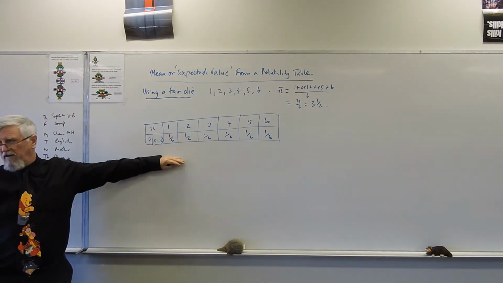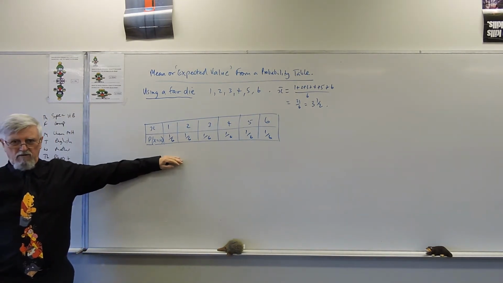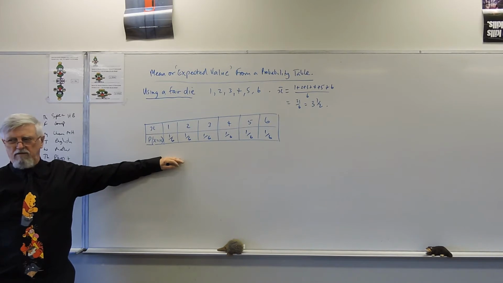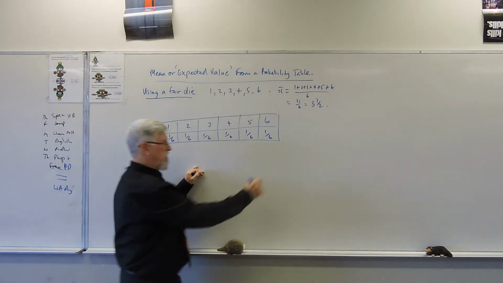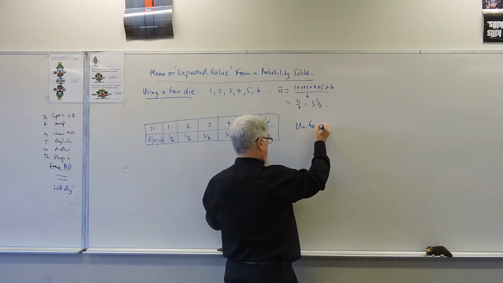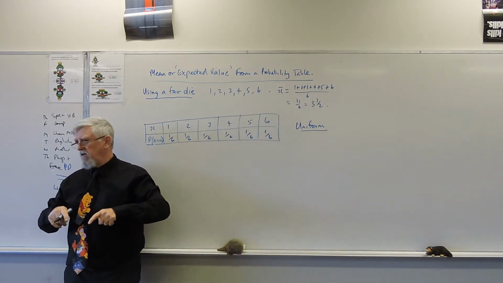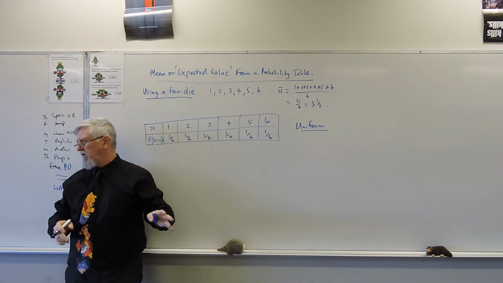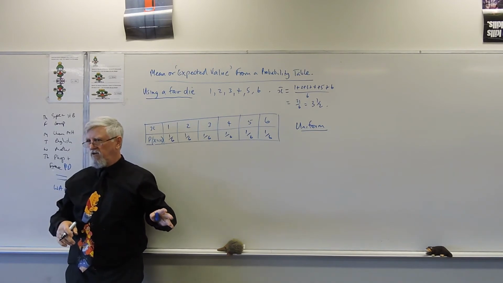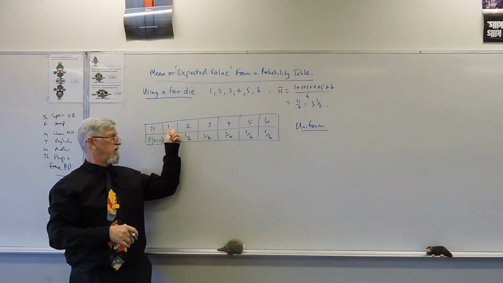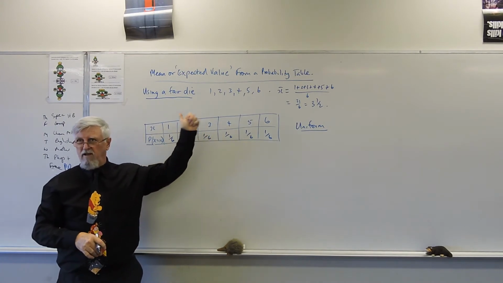So, before I forget, what sort of distribution is that called? Starts with U. Uniform. So what's a uniform mean? Everything is the same, equally likely. So that one's as likely as that one, which is as likely as that one.